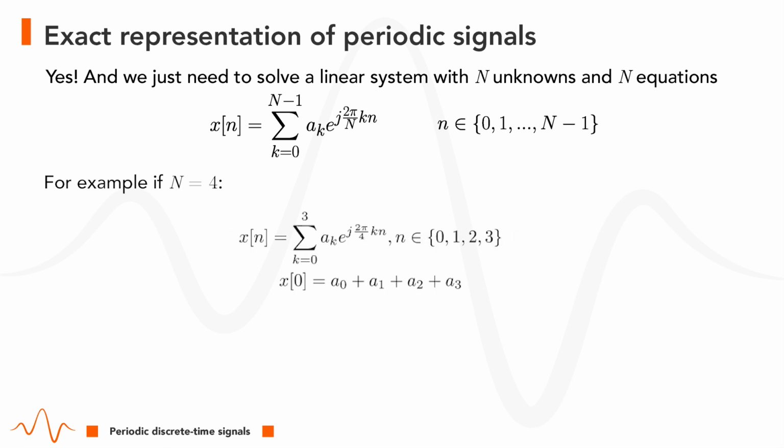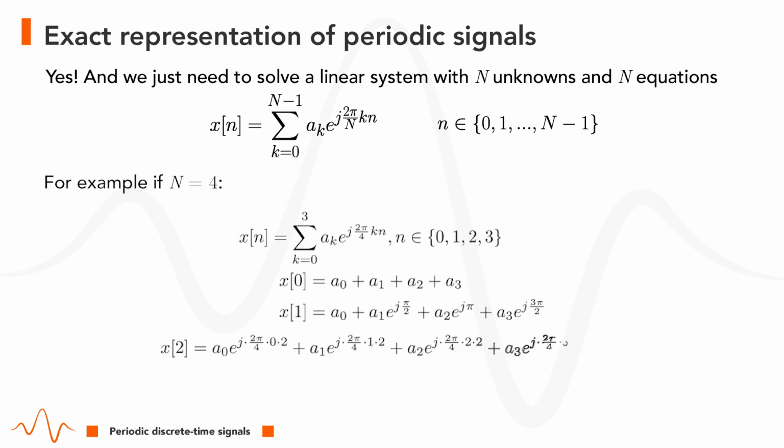Let us now replace n by 1. Again, on the left-hand side, we get x1, which is given to us. On the right-hand side, we get a0 times e to the power of j0, which is 1, plus a1 times the given coefficient, now it's not 1 anymore, plus a2 times the given coefficient, plus a3 times the given coefficient. And these coefficients are complex, there's no problem. Let's continue this, and let's now write the equation for n equals 2.